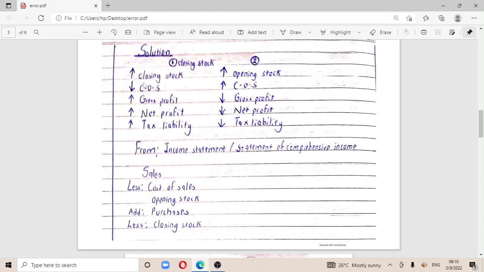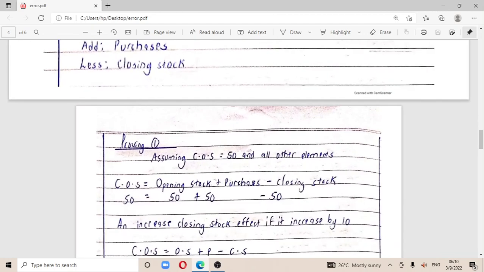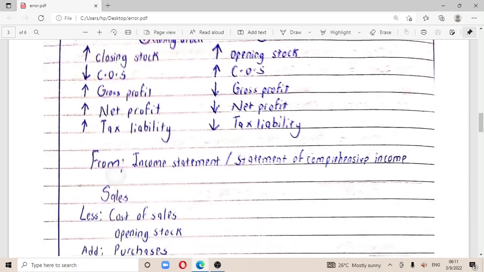So if closing stock increases, the cost of sales will decrease, gross profit will increase, net profit will increase, and even the tax liability will increase. What happens when opening stock increases? Cost of sales will increase, gross profit will decrease, net profit will decrease, and tax liability will decrease. From the statement of comprehensive income, you have your sales, less cost of sales: opening stock, add purchases, and then less closing stock. I want to prove that once your closing stock increases, your cost of sales decreases, and that once your opening stock increases, your cost of sales increases.